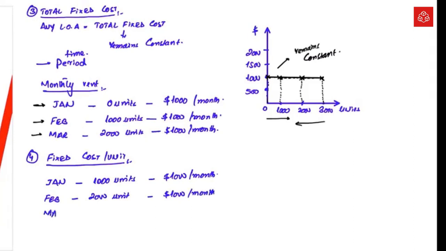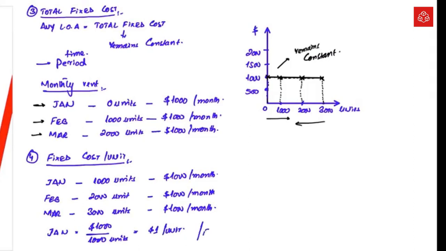Then in March, I decided to further increase my level of activity to 3,000 units and the total rent cost will be $1,000 per month. Now, if I want to calculate the cost per unit, how can I calculate the cost per unit of the 3 months? First of all, January, $1,000 is the total rent cost and 1,000 units I'm producing. So for January, the fixed cost per unit will be $1 per unit.